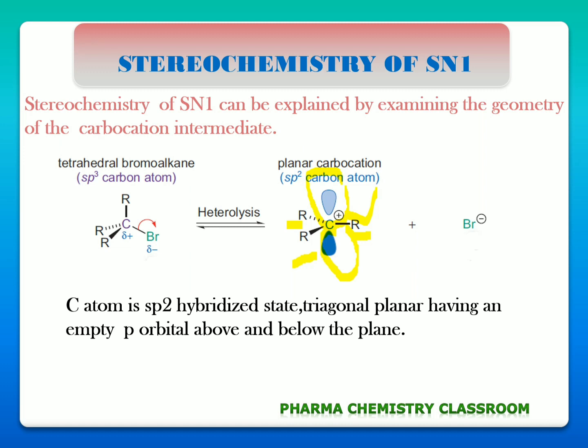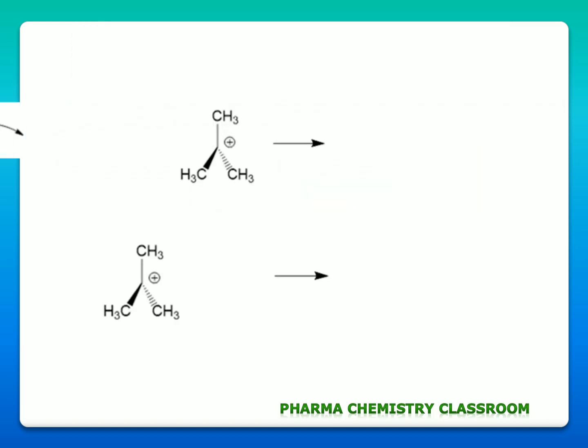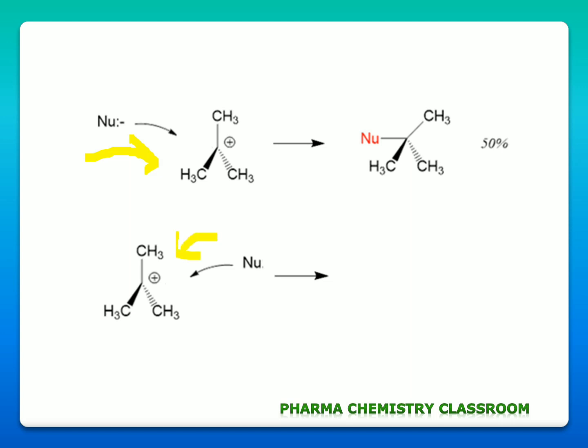So the nucleophile comes and attaches from either the left side or the right side because they are planar and it is easy for it to come through either side to get the product. Here you can see the products have configurations opposite to each other. So this mixture of products formed gives a racemic mixture.